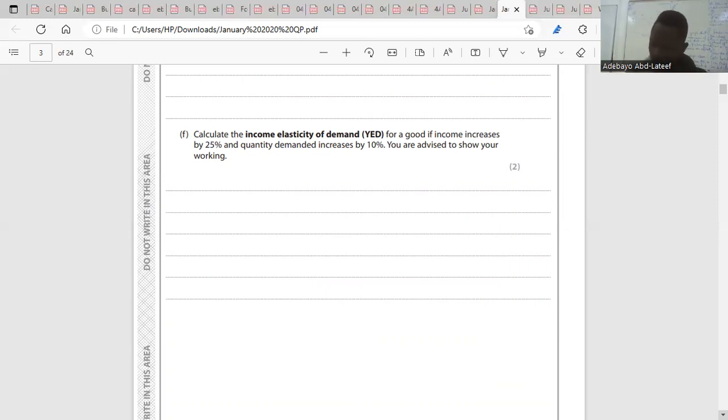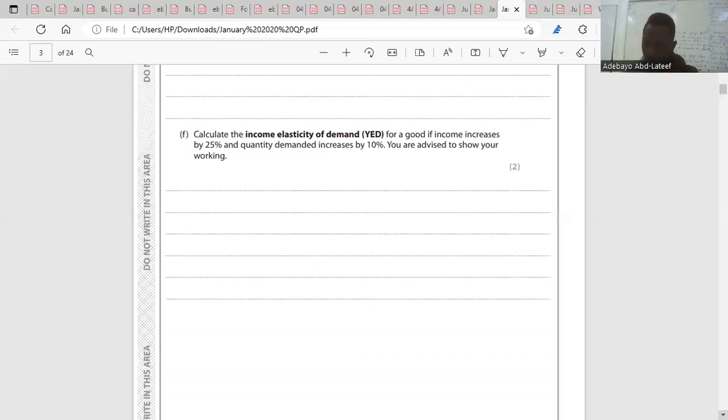Here they said income increases by 25%. That means there is 100% somewhere. So in mathematics, when they talk about percentage increase, it means 100% plus that increase. And if it is percentage decrease, it is 100% minus that decrease. So here our Q1 will be 100, Y1 will be 100. Q2 will be 110 because 100 plus 10 gives us 110. Then Y2 will be 100 plus 25, which is 125. Are you with me, guys?